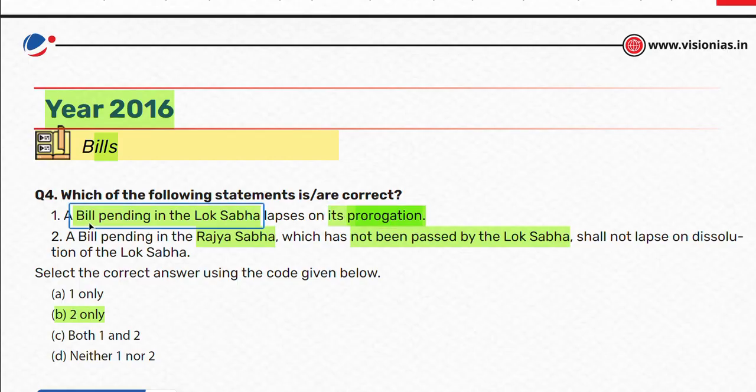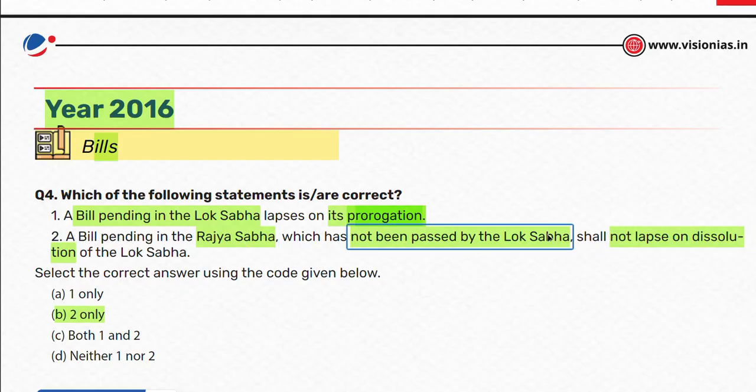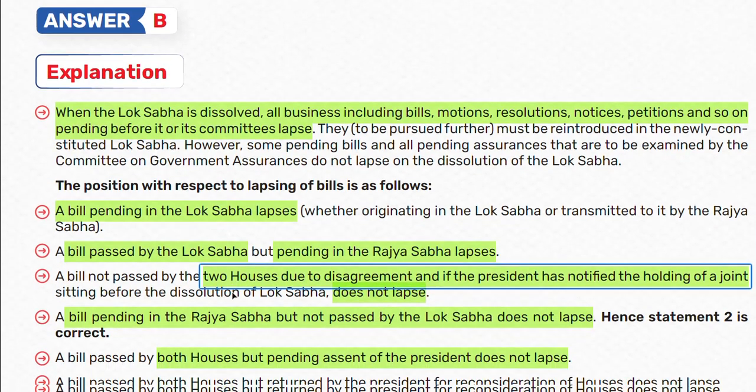So this is incorrect. A bill pending in the Rajya Sabha which has not been passed by the Lok Sabha shall not lapse on the dissolution of the Lok Sabha. Read it again. A bill pending in the Rajya Sabha which has not been passed by the Lok Sabha shall not lapse. Yes, this is totally correct. So B will be the correct answer. Now the explanation.